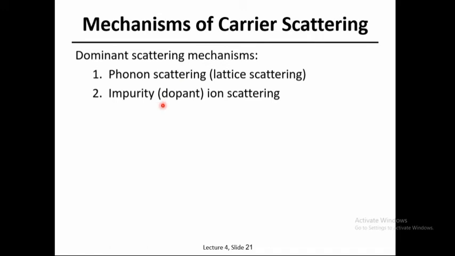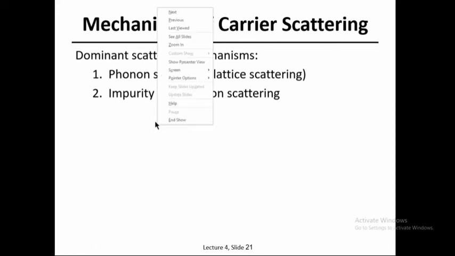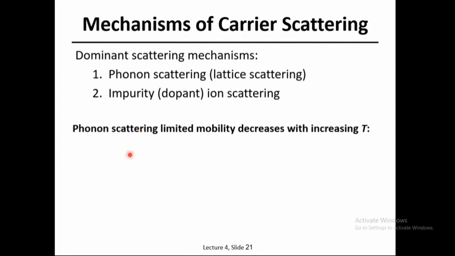While if I have doping material added to the pure material, to the lattice, then in this case I will call it impurity ion scattering, and here I will have the impurity scattering time that I have to account for.